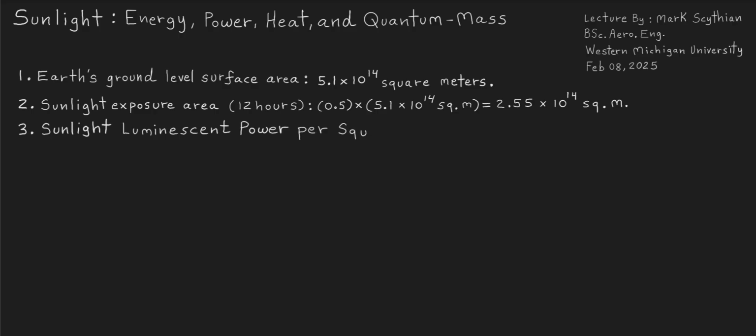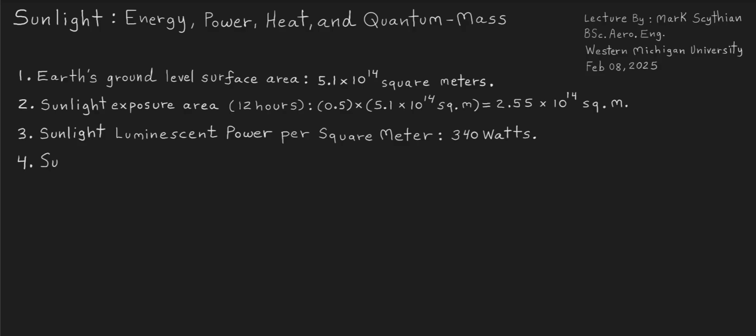So the next point is the sunlight luminescent power, or the light lumens power per square meter, and that is 340 watts per square meter is what the sun's photoluminescent power is over 1 square meter of surface area.